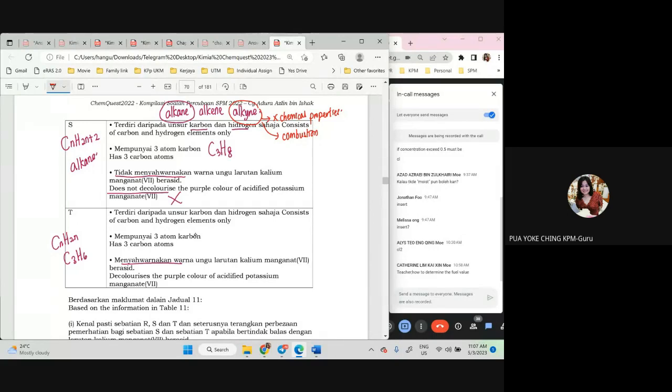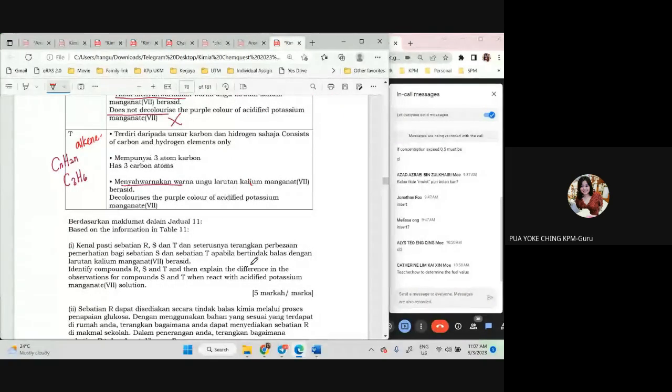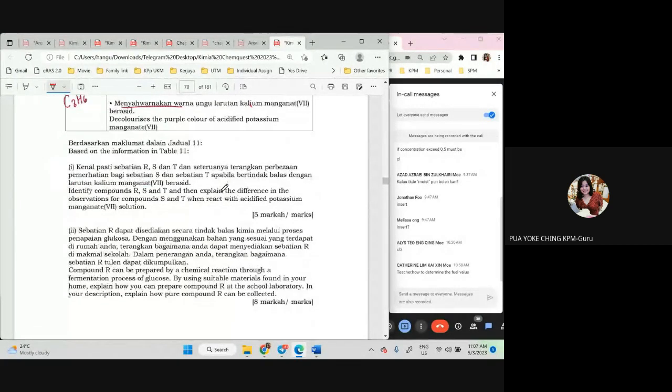Okay, dia akan bertindak balas juga dengan potassium manganate 7. Okay, cuma sebab kita tak belajar dalam syllabus kan. So, tak payah susah-susah. Pergi tulis this is alkyne. So, refer to as alkene is done. Okay, jadikan dia sebagai alkene pun dah cukup. And then dia suruh you terangkan perbezaan. So, you know lah, one got carbon-carbon double bond which is reactive. Another one is all is single bond.